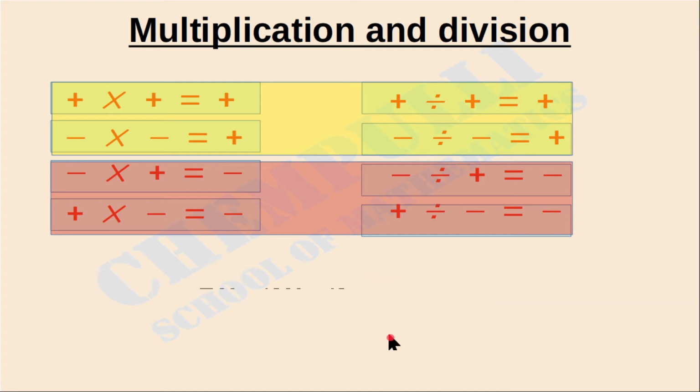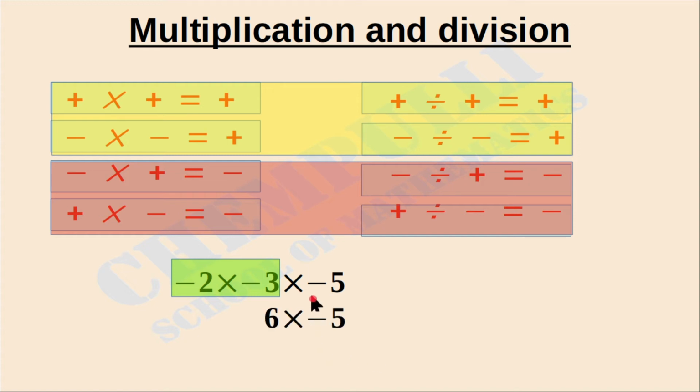Now we are going to check the three numbers case: negative 2 times negative 3 times negative 5. First I multiply the first two numbers. Negative 2 times negative 3: both signs are the same, so the answer is positive, giving positive 6. Then 6 times the next number, negative 5, is negative 30. So the answer is negative 30.